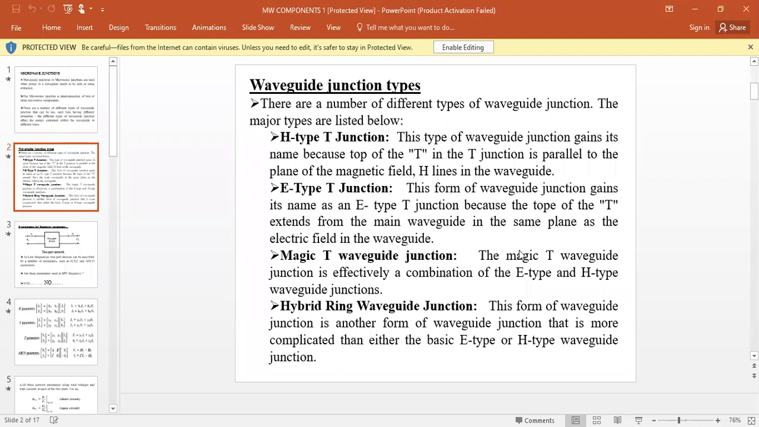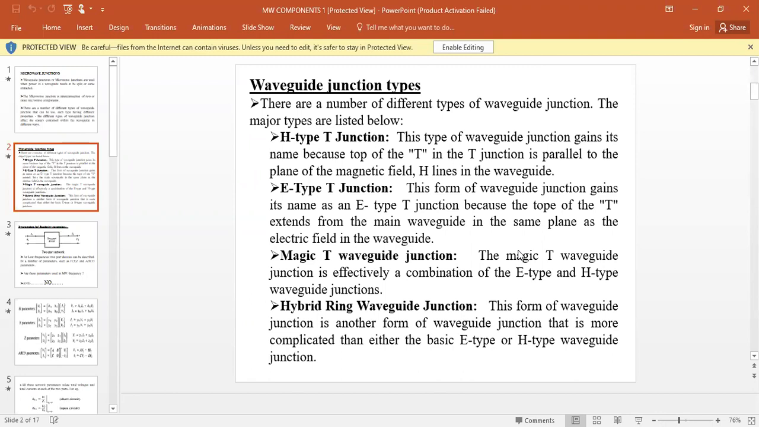So coming to the E type T junction, this form of the waveguide junction gains its name as E type T junction because the top of the T extends from the main waveguide in the same plane as the electric field in the waveguide. So if we consider the electric field in the same plane at the top of the T junction, then it will be represented as an E type T junction.